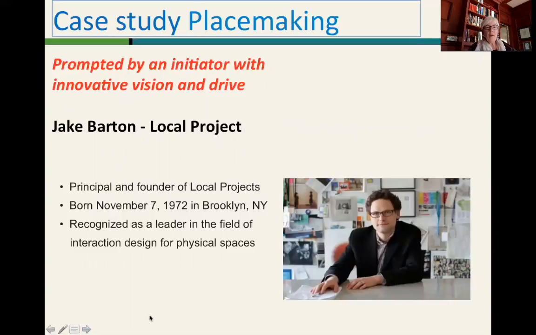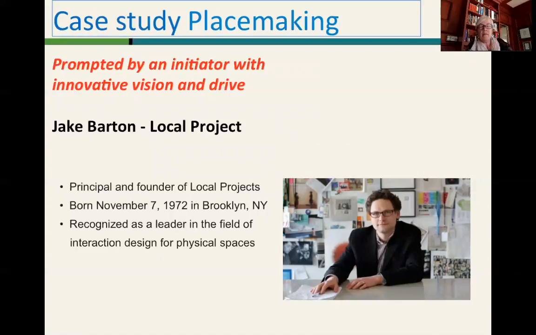So number one, that first tenet was creative placemaking prompted by an initiator with an innovative vision and drive. All five of these individuals are people that I have met and whose talks I have heard. I picked them because, one, I knew something about them, and two, I think they all bring a slightly different approach, which I want you to think about. All of them are all over the internet. All of them have done TED Talks out the wazoo, so you can find lots more about them if you would like.